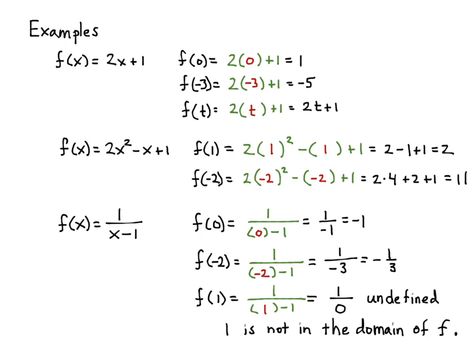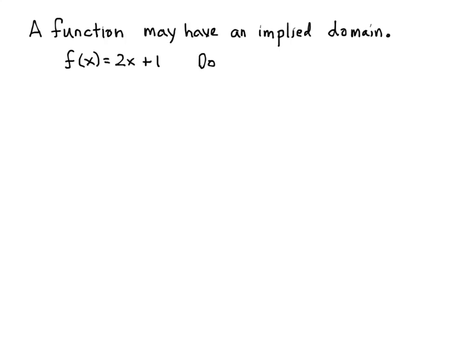So we have to say that that 1 is not in the domain. So numbers that don't compute for us, that we get something other than a real number, we have to exclude from the domains. Okay, so the domain of a function oftentimes is explicit and sometimes it's implied. And in something like f at x equals 2x plus 1, the domain is all real numbers.